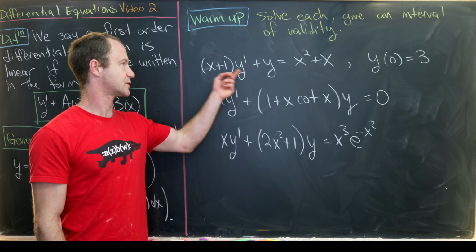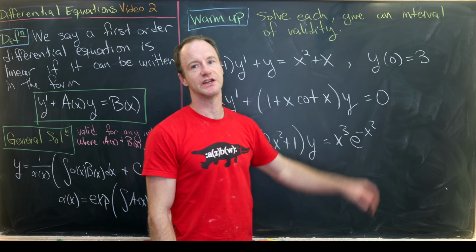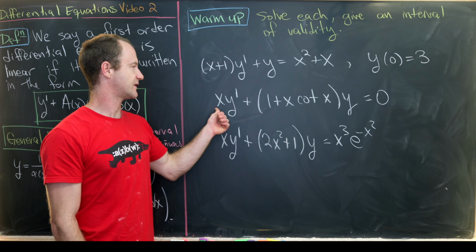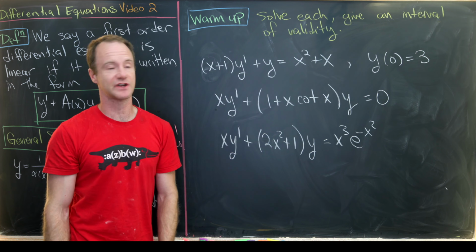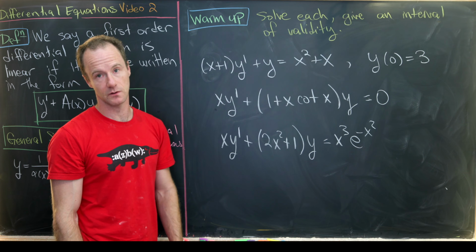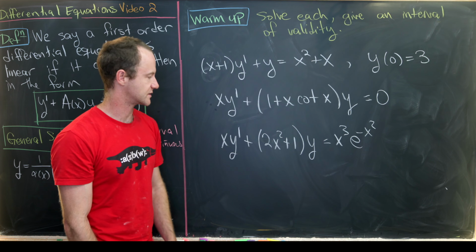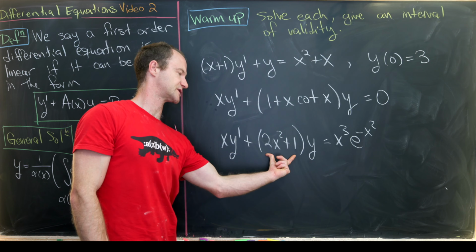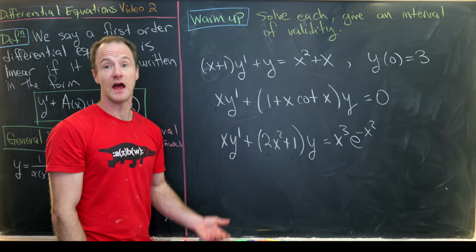So the first is x plus 1 times y prime plus y equals x squared plus x. And we have the initial condition y of 0 equals 3. Y evaluated at 0 is 3. Next, we've got x times y prime plus the quantity 1 plus x cotangent of x times y equals 0. So this is a so-called homogeneous differential equation because we've got 0 on one side and then everything with y's on the other side. Then finally, we have x y prime plus 2x squared plus 1 times y equals x cubed times e to the minus x squared. And that's a good place to stop.